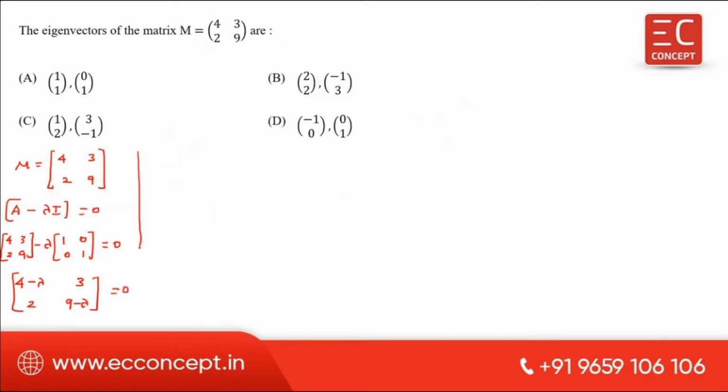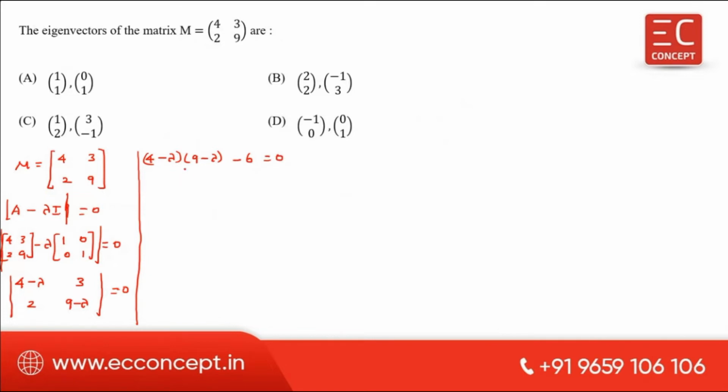Actually, this is not a matrix, sorry to say. This is the determinant. The determinant is equal to 0 in order to calculate the eigenvalues. So this is equal to the product of these two, (4 minus lambda) into (9 minus lambda) minus 6, which is equal to 0.